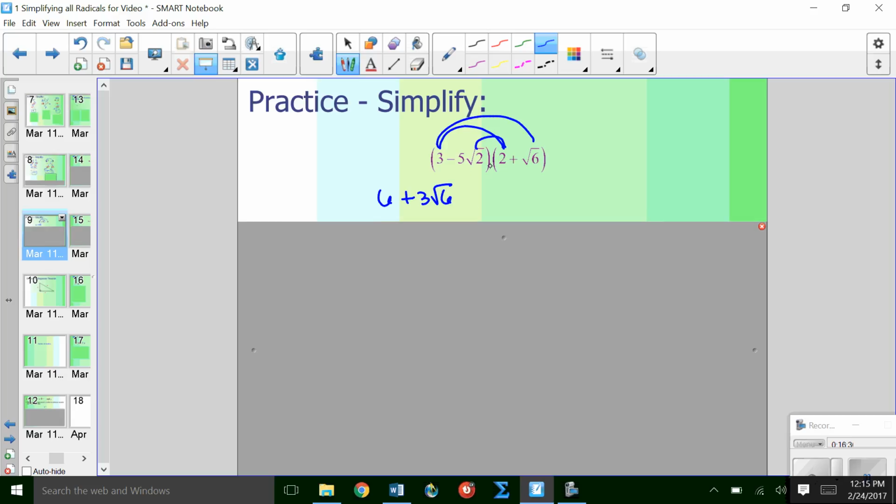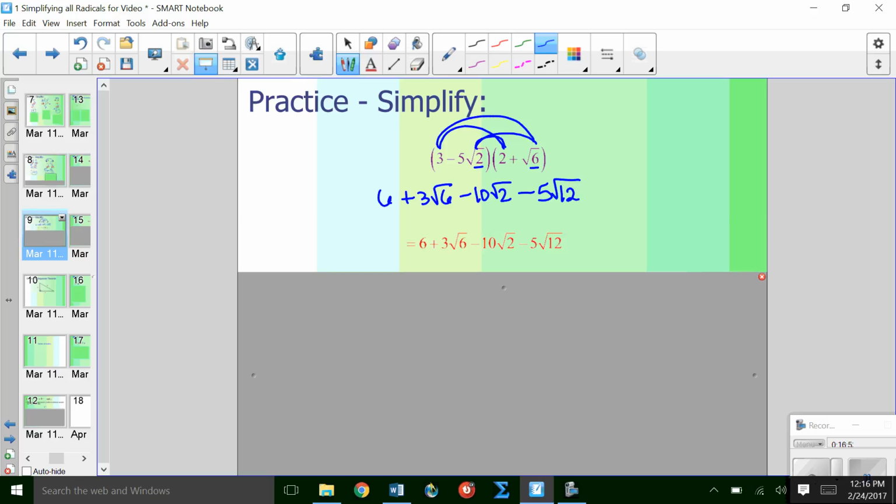A negative 5 root 2 times 2, well, the negative 5 and the 2 are both not under radicals, so they'll come outside and just bring the root 2 with it. And a negative 5 root 2 times positive root 6 will be a negative 5, and now the things under the radical will multiply to be root 12. So we see that here written more neatly.